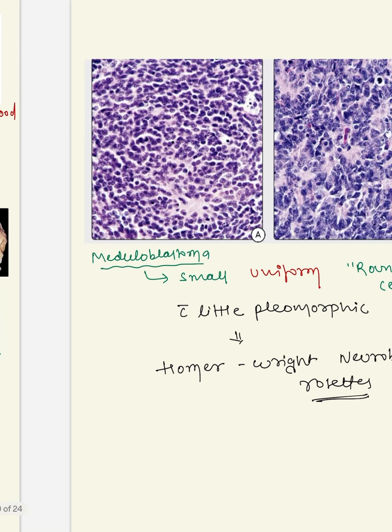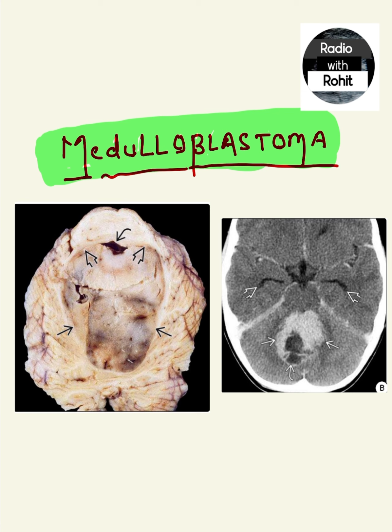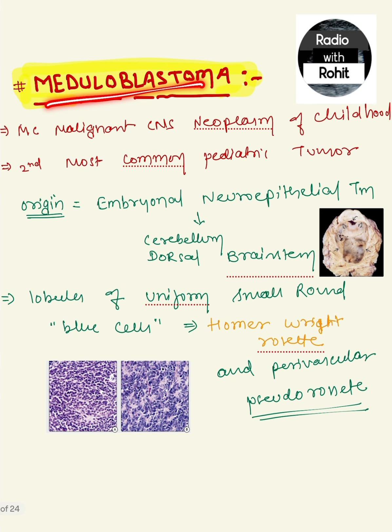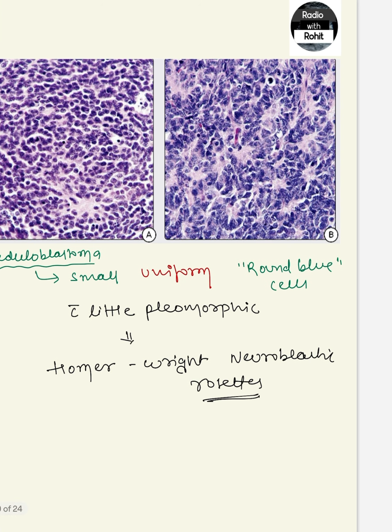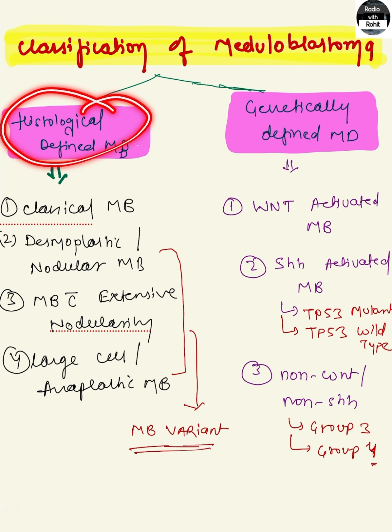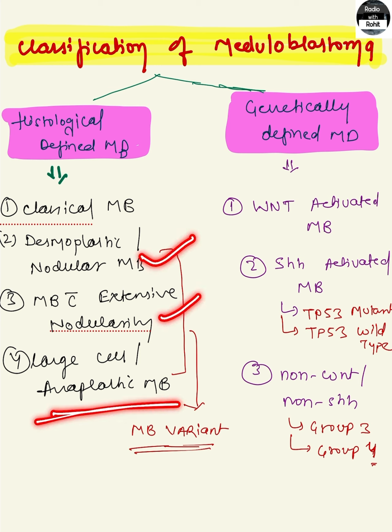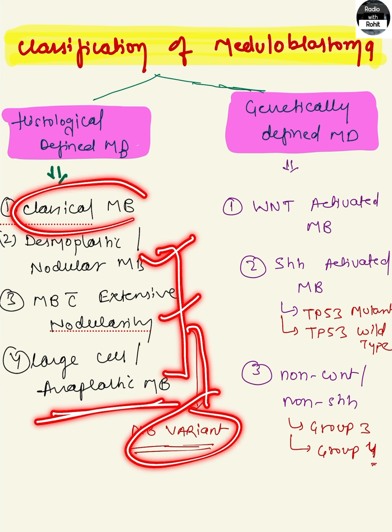In quick revision, we can see that the medulloblastoma is the most common malignant tumor of the pediatric age group, the second most common pediatric tumor with Homer Wright rosette appearance. Here is the beautiful small round to oval blue cells present with the Homer Wright appearance. In the histological, we have the classical medulloblastoma, nodular, extensive nodular, and anaplastic medulloblastoma. These three are our variant, while the classical one is the most common.